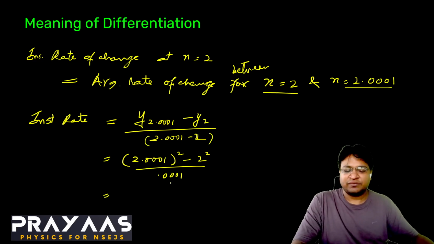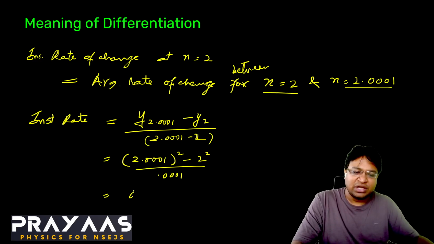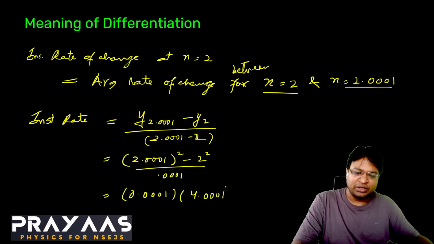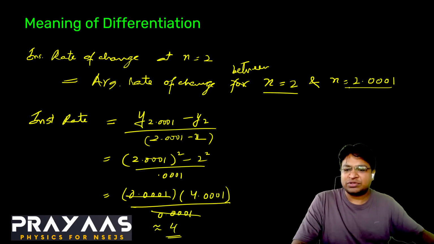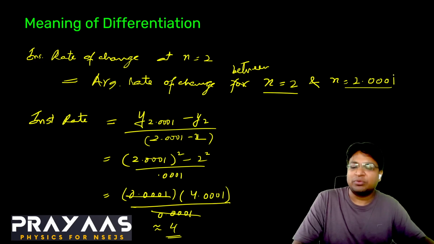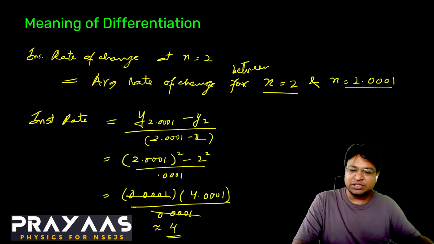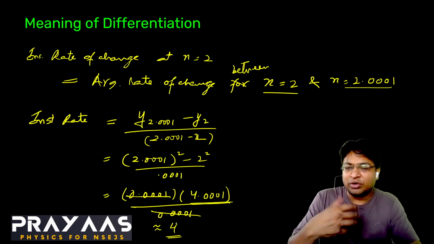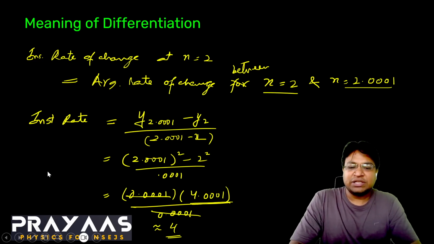And how much is this? Using a bit of algebra, we can write this as 0.001 multiplied by the sum of these two, which is 4.001, and then divided by 0.001. So you can see that you are getting a value which is very close to 4. In fact, I told you that the more zeros you put in between, the more accurate a result you get. So if I put 10 zeros, 20 zeros, 30 zeros, this value gets more and more close to 4. So that is what the instantaneous rate is.